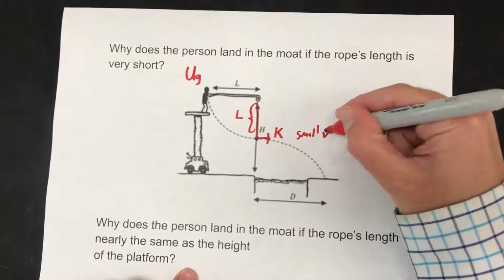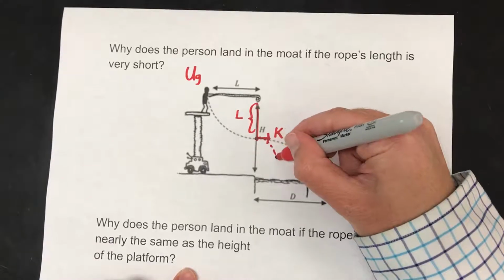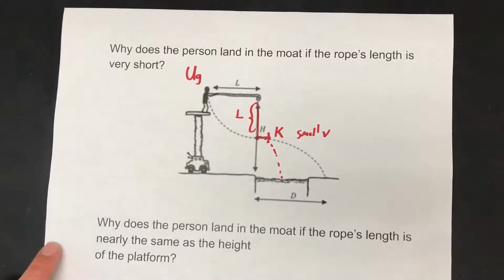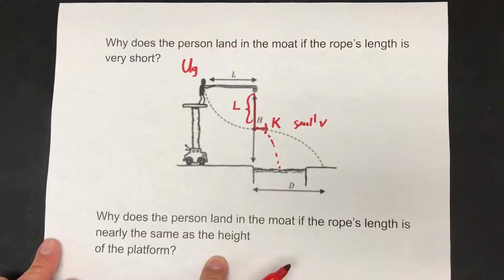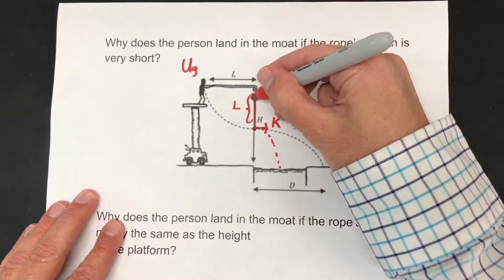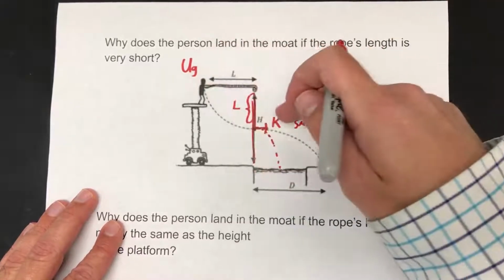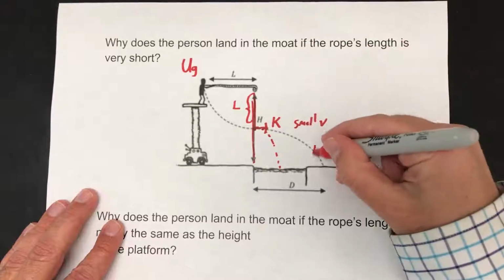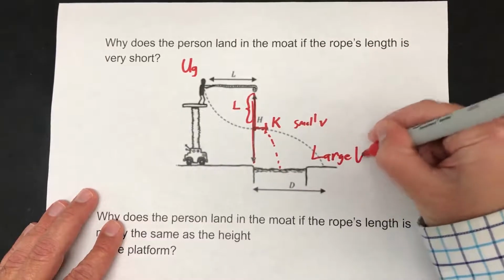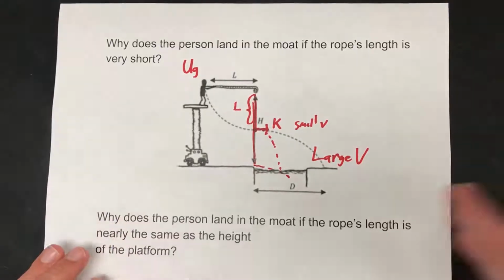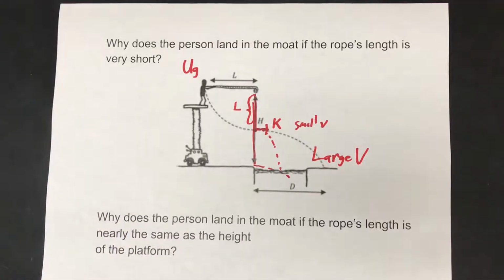So we'll have a small velocity, and even though you may come up there at a lot of height, you just don't have enough velocity to make it across the moat there. On the other side, though, why does the person land in the moat if the length is very long? Well, if it's very long, we're talking about all the way over here, we get a big gravitational potential energy. That's a big kinetic energy, and that is a large velocity. The problem is we're just basically right there on the water already. So we'll just smack right in the water, even though we're going very fast as we let go of it.